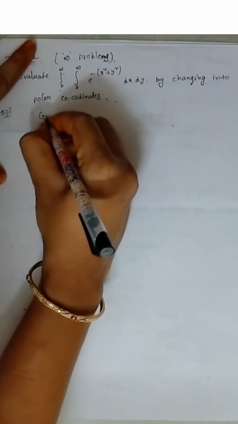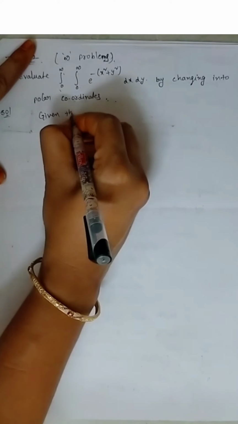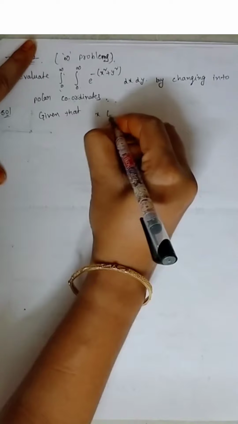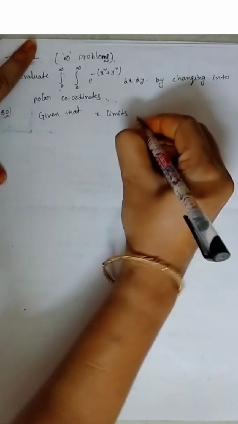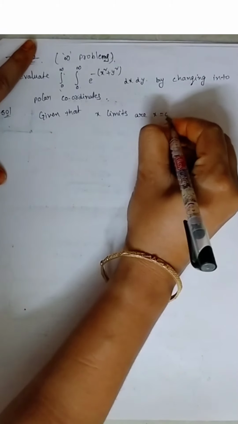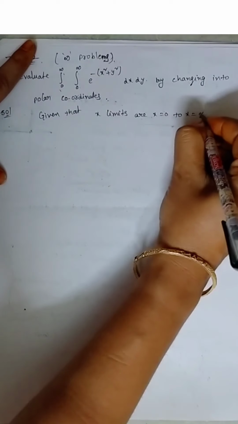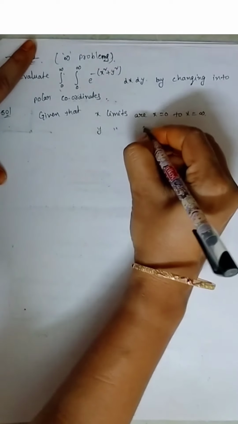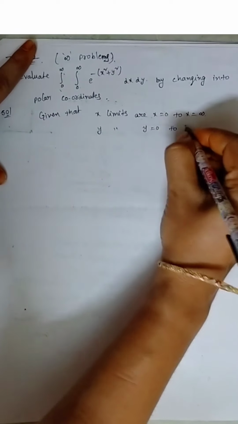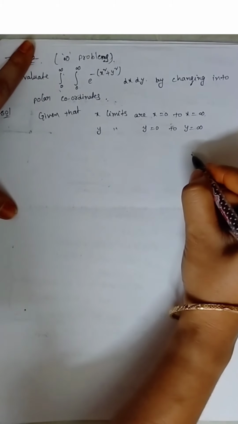So given that, x limits are x equals to 0 to x equals to infinity and y limits are y equals to 0 to y equals to infinity. So according to these limits, what will be the region?